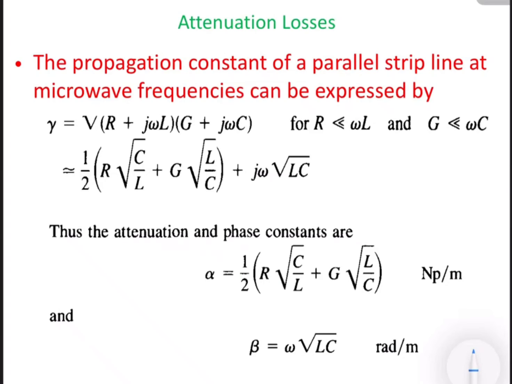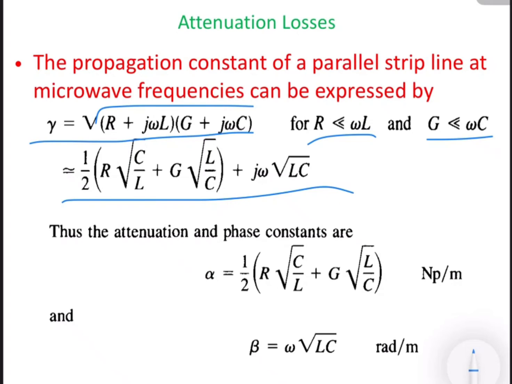And the propagation constant of a parallel strip line at microwave frequency can be expressed by the equation gamma is equal to root of (R plus j omega L) into (G plus j omega C), for the condition R is less than omega L and G is less than omega C. So under this condition, we can derive gamma is equal to half into R into root of C by L plus G into root of L by C plus j omega into root of LC.